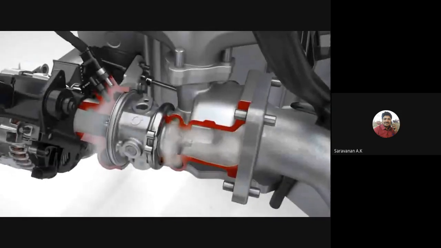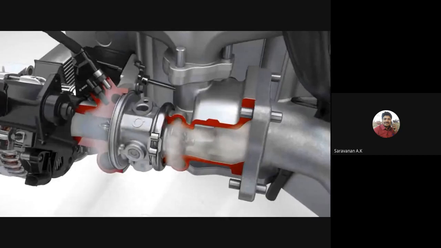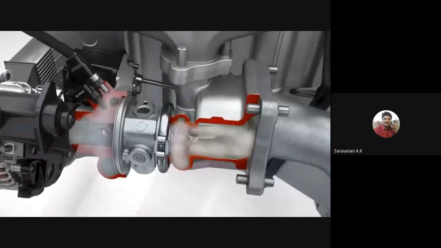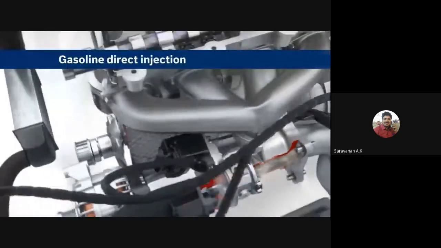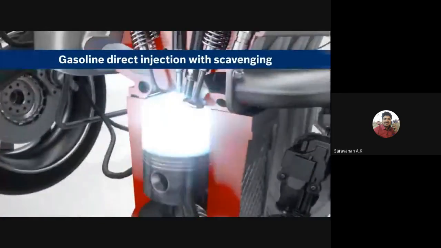Turbochargers require a certain minimum engine speed to attain their charge air pressure. If the speed is too low, a turbo lag occurs. Scavenging is the system innovation from Bosch that works to counteract turbo lag.